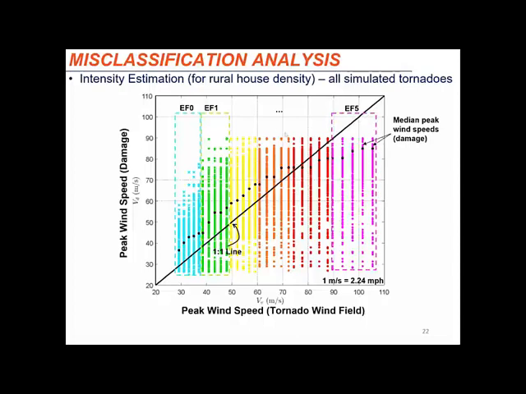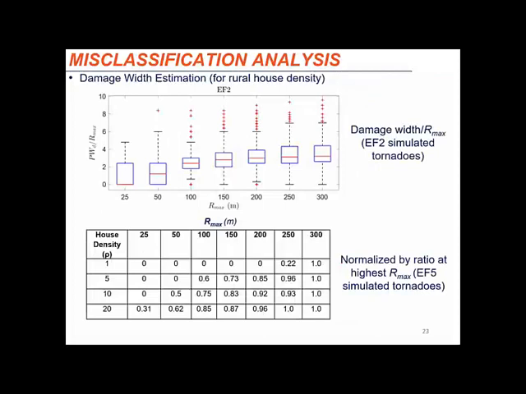Another thing I want to point out is how much uncertainty there is in the damage. For a given, let's say, roughly 60 meters per second in the tornado wind field simulation, the range of peak wind speeds from damage is large. We've looked at a lot of different path lengths and radius of maximum wind, so there's a lot of uncertainty built in based on the tornado characteristics, but I wanted to show you one example here. The second thing is damage width estimation.